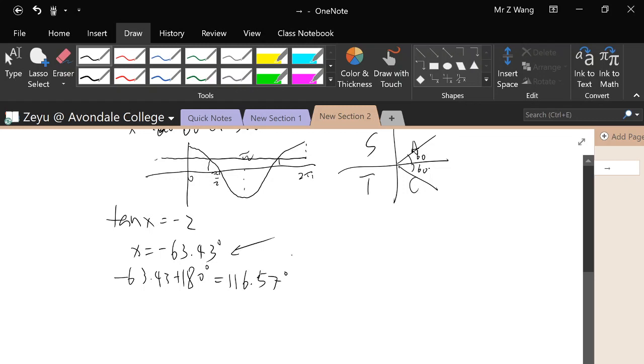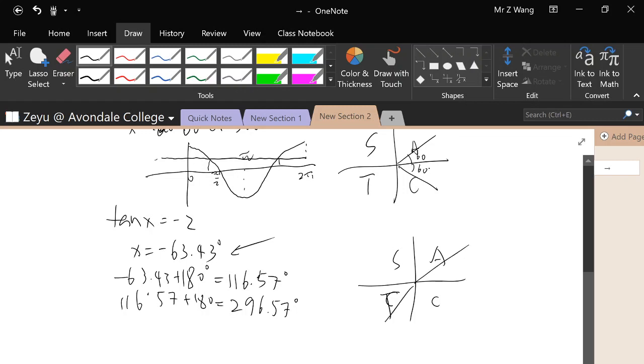You can also plus another 180. It's 296.57 degrees. Okay, so using the CAST diagram, what this means is we are looking at one here and one here. But this is a negative, right? We're looking at positive here, but looking for negative, it must be here and here. So that means this is 116 and also 296. I hope it makes sense.